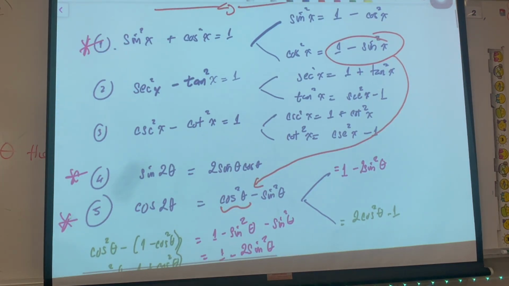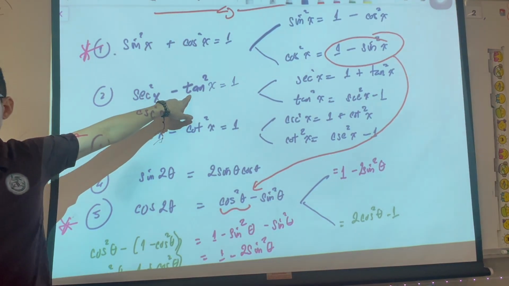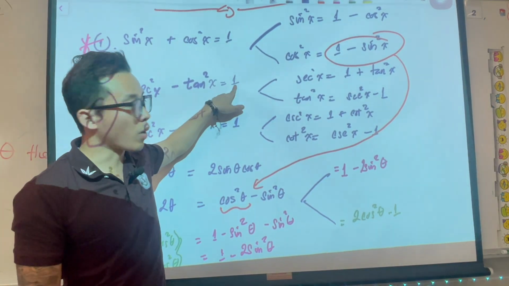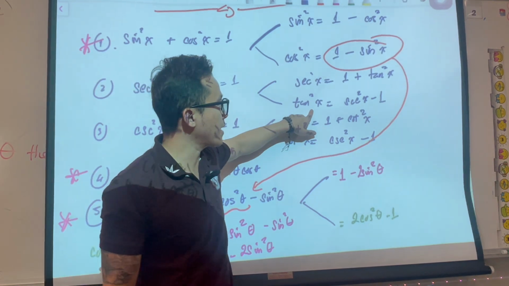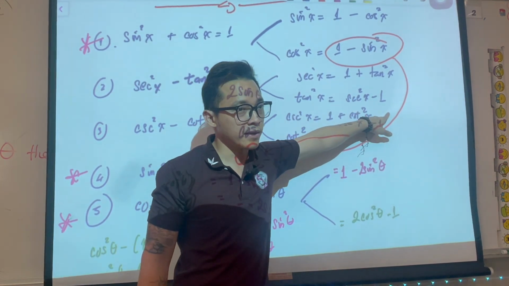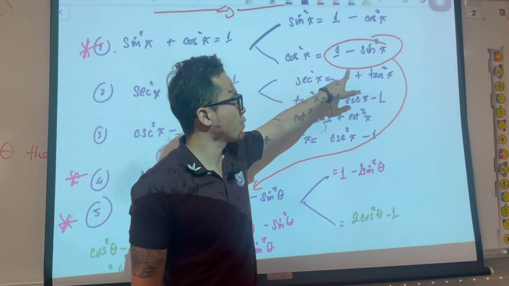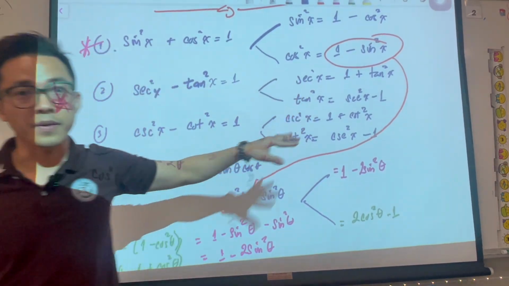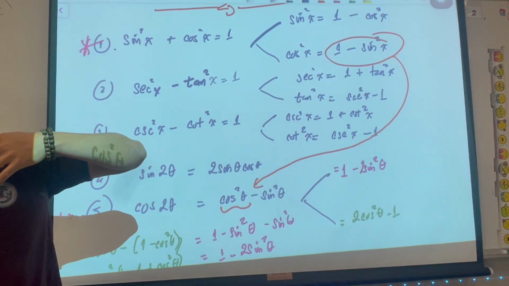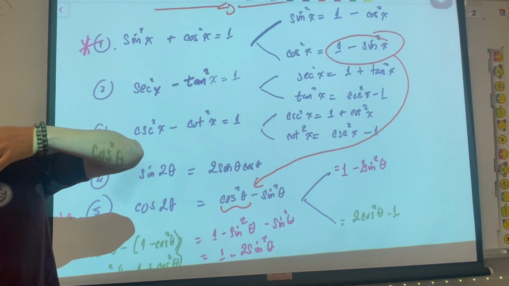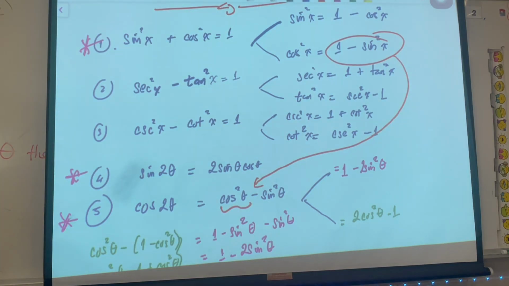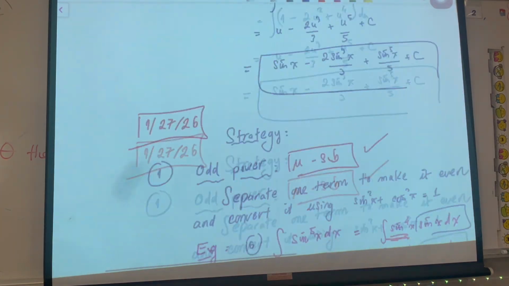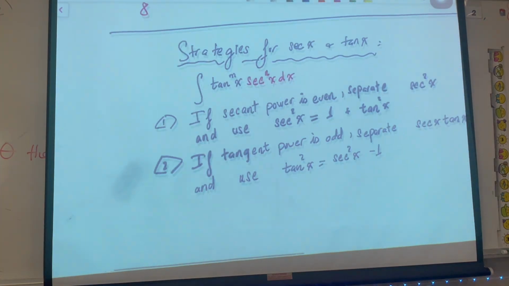This formula right here: secant square minus tangent square is 1. So that means tangent square is secant square minus 1, or secant square equals 1 plus tangent square. Just memorize this. Are we gonna have some problems like sine over cosine to make that into tangent square? Yes, we will have that. Like if we have something like this.